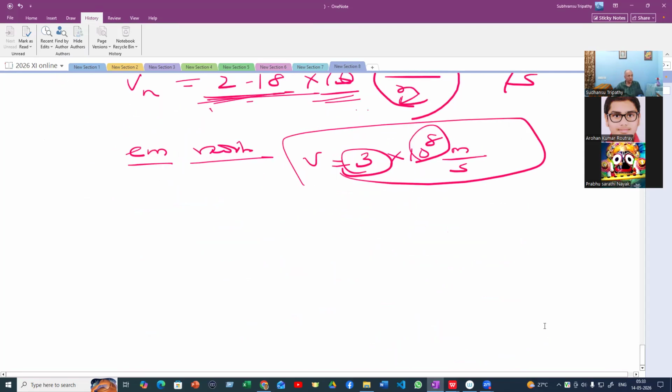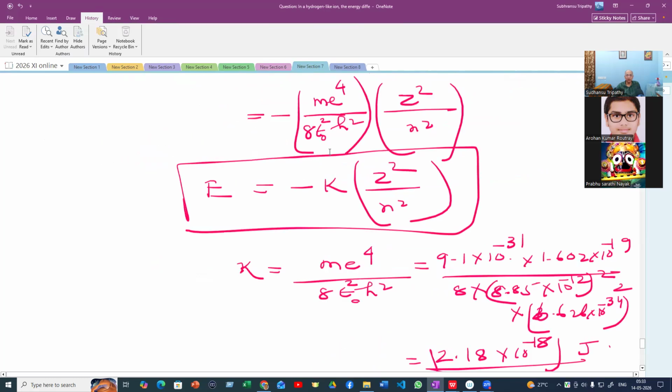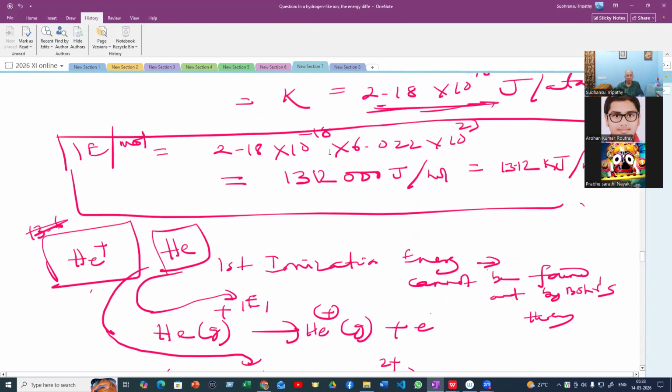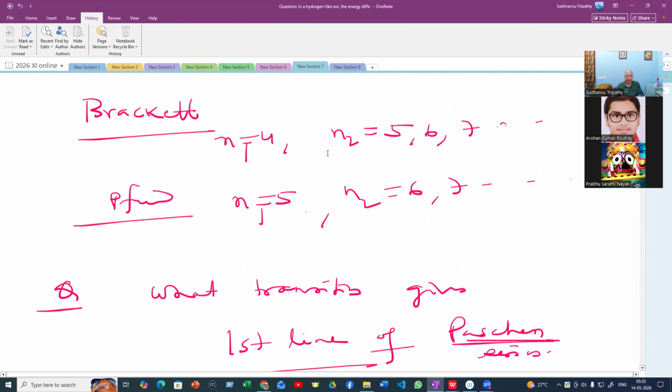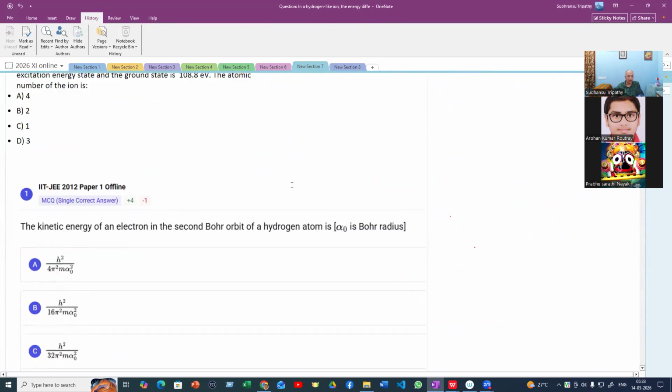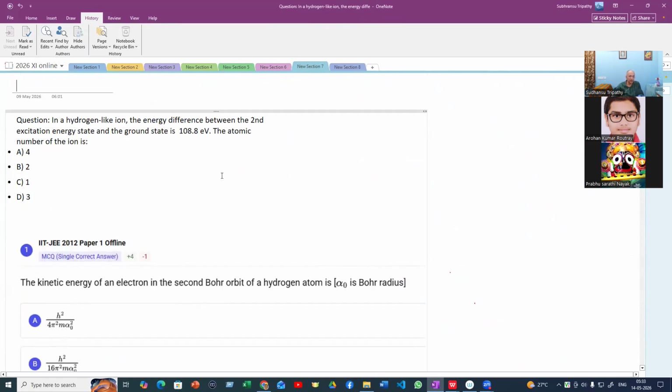So, chalo, I would like you to solve this. In the last class I had given this to solve.